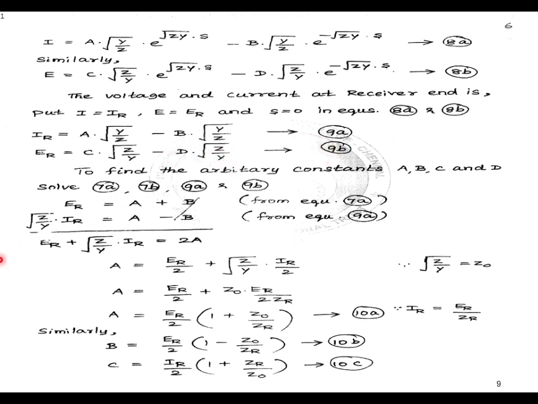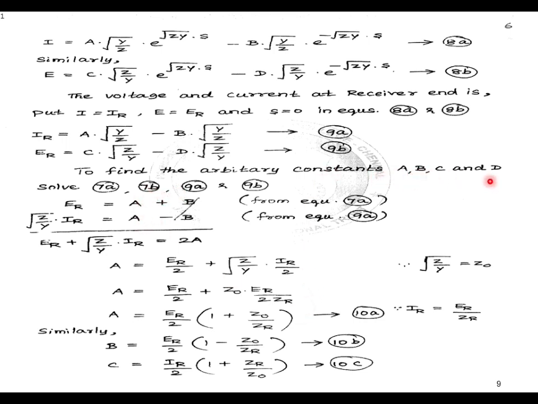To find the values of the arbitrary constants A, B, C, D, which we introduced in the solution of the differential equation, we have to find the A, B, C, D values. How are we finding these arbitrary constant values? By solving equations 7a, 7b and 9a, 9b. If we solve these four equations, we can get the arbitrary constant values A, B, C and D.